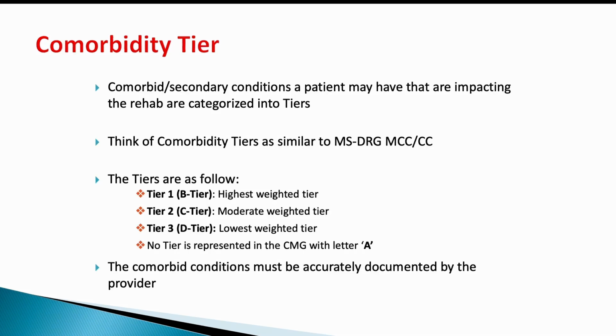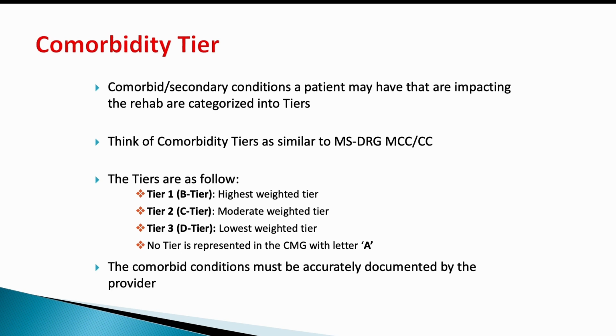Comorbidity tier. Comorbid/secondary conditions a patient may have that are impacting the rehab are categorized into tiers. Think of comorbidity tiers as similar to MS-DRG MCC/CC. The tiers are as follow.